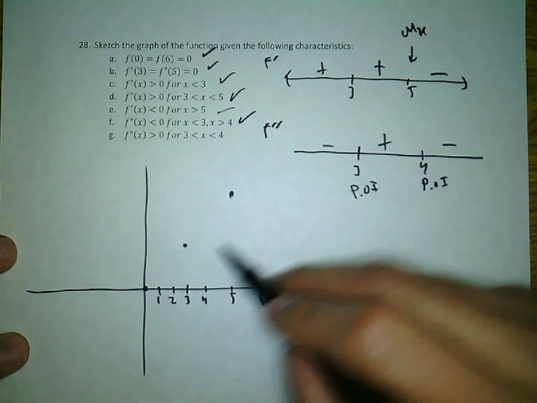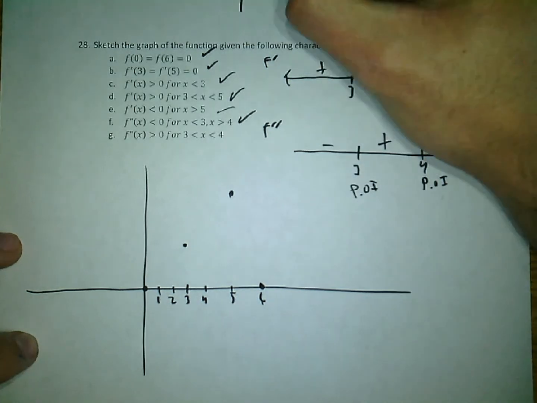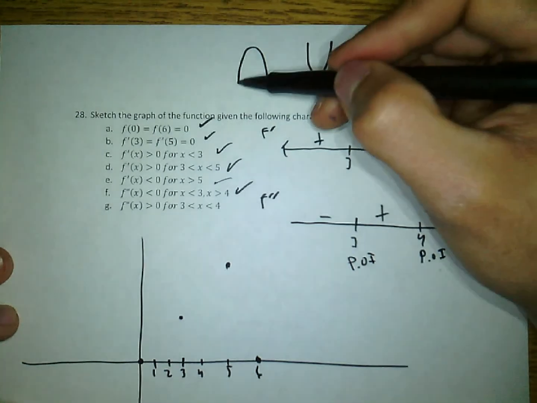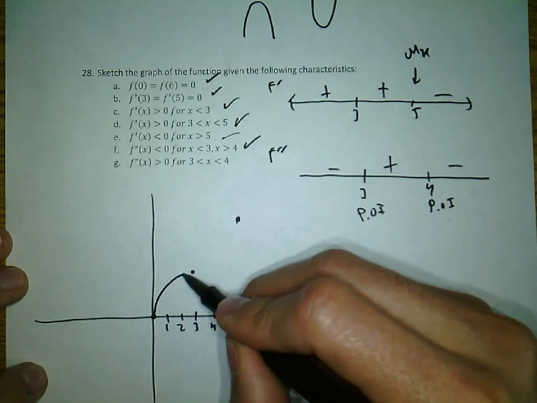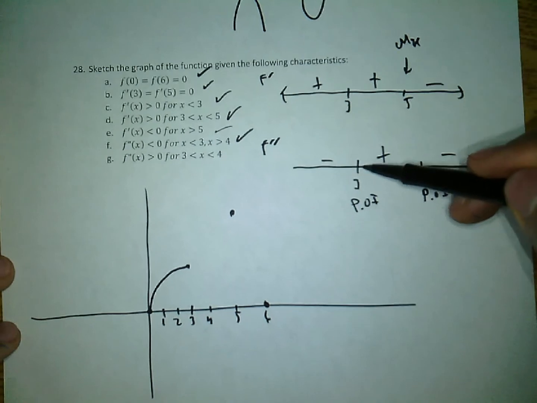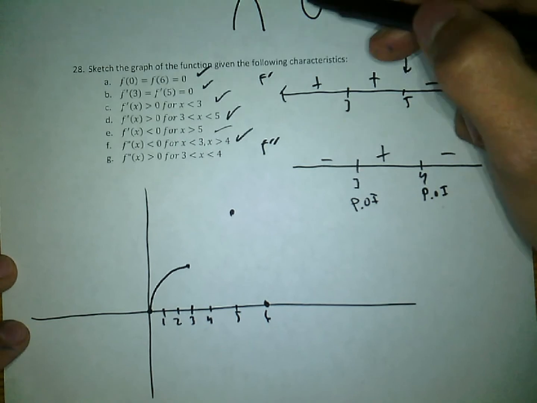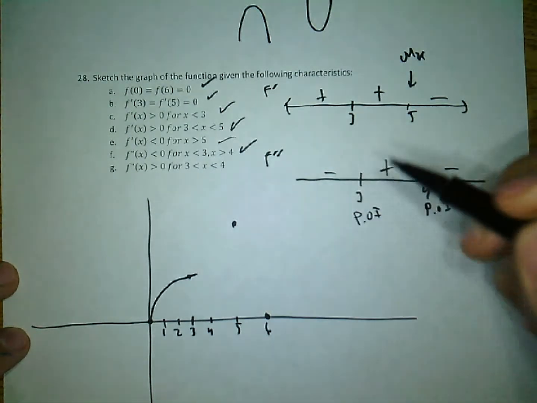Before I get to 3, I should be concave down but increasing. Concave down is this, concave up is that. So if I'm going to be concave down but increasing, that has to be this part. It's going to look something like this. And then when I get to 3, I need to change to concave up but increasing. So concave up would be this, and increasing is going to be this.